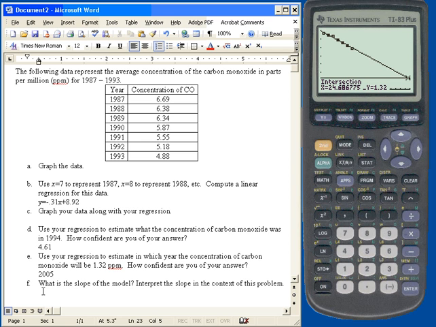Finally, what is the slope of this model? The slope is given here in our equation, negative 0.31. Interpret that slope in the context of this problem. Remember slope is y2 minus y1 over x2 minus x1. So this is the decrease in parts per million of carbon monoxide per year. It's the y values divided by the x values.